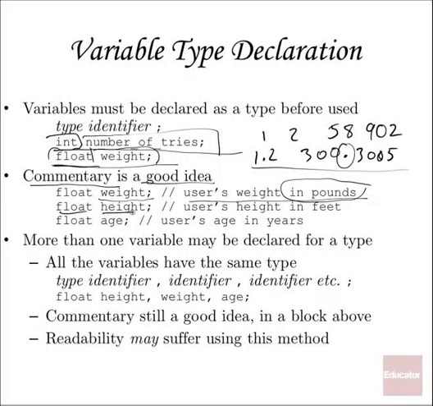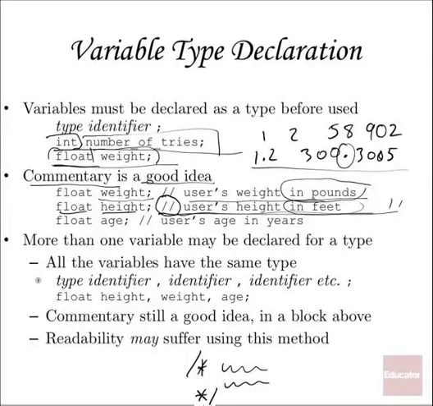Float height. We have a comment here: the user's height in feet. This is why commentary is important. Someone comes back later and reads the code, they'll understand what it is all about. And this is how the comment starts. You've got 2 slashes, and it goes until the end of the line. Another type of comment starts with a slash asterisk, and you can have as many lines of comment as you want, and then it ends with an asterisk slash. But it's a good idea to sprinkle your code with informative comments. Make sure that they are informative. Don't just tell the story of your life in the comments.